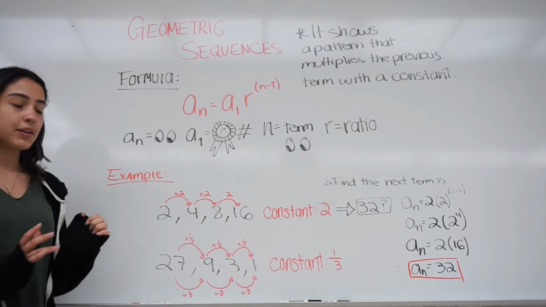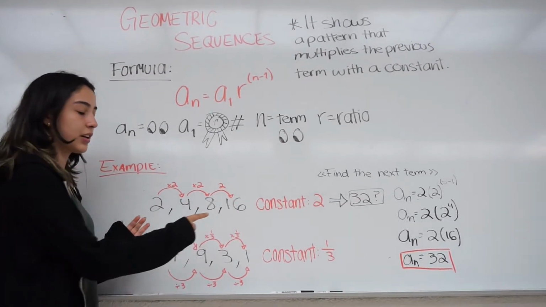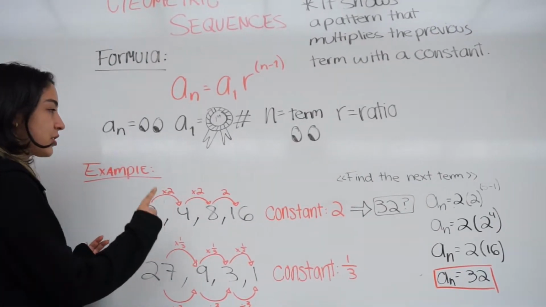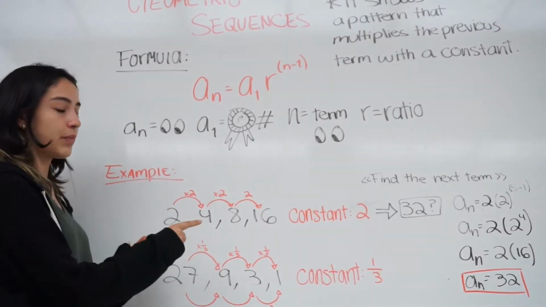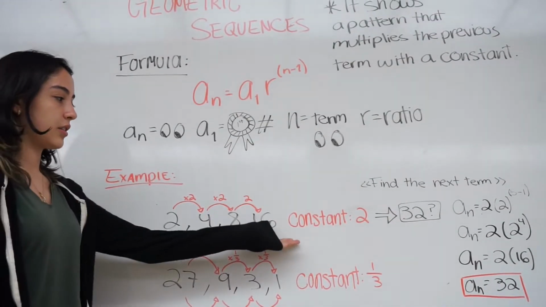For example, I have here a sequence of 2, 4, 8, and 16, and we can see that each time the term is multiplied by 2, so we can say that the constant is 2.